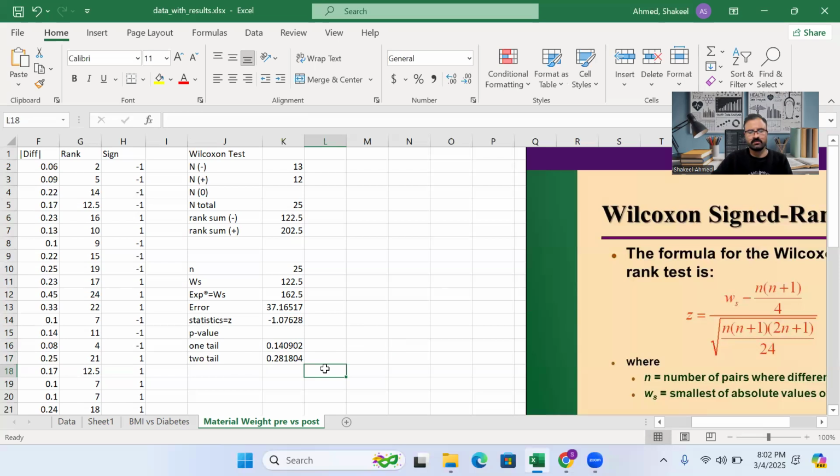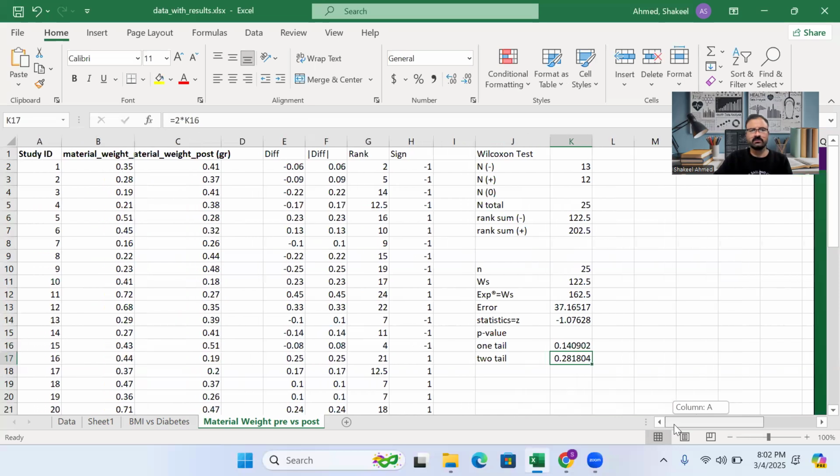You get the two-tailed p-value. So, and the conclusion is there is no significant difference in the material weights of the two groups.